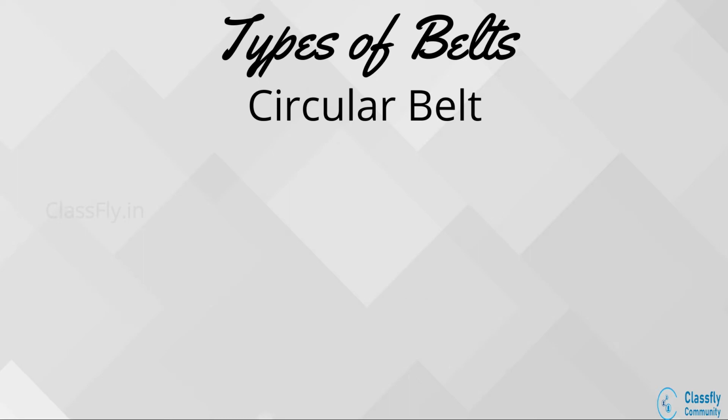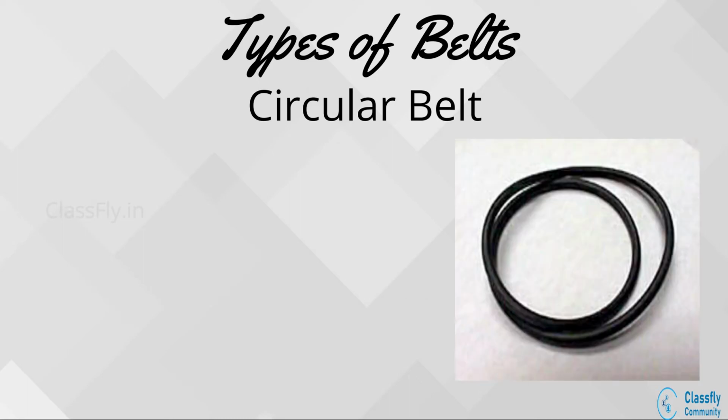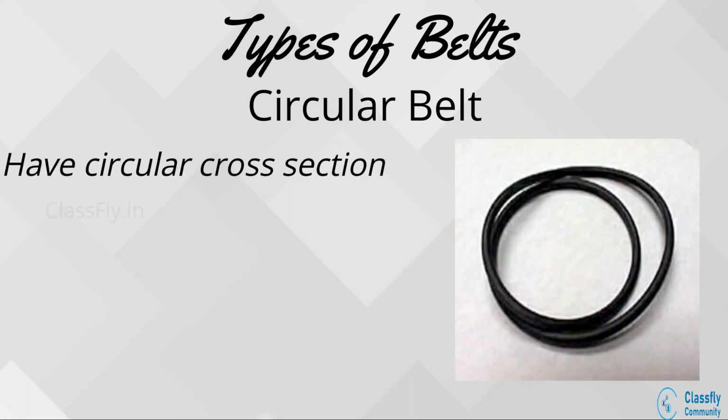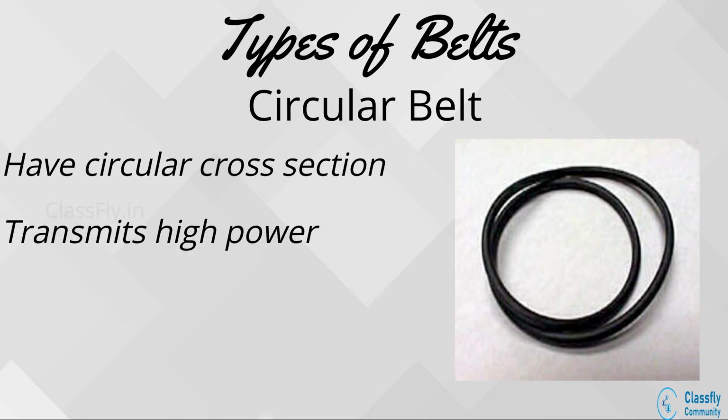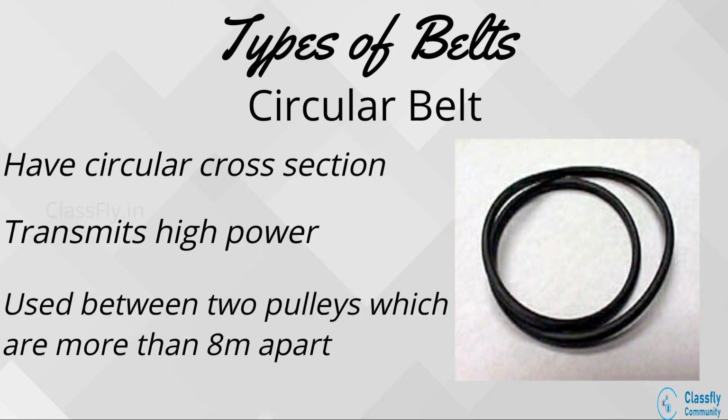Next, the circular belt. Well, these type of belts will have a circular cross section. They are also used to transmit great amount of power. They will be used when the pulleys are located more than 8 meters apart.